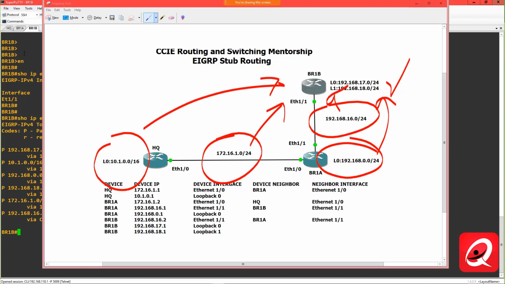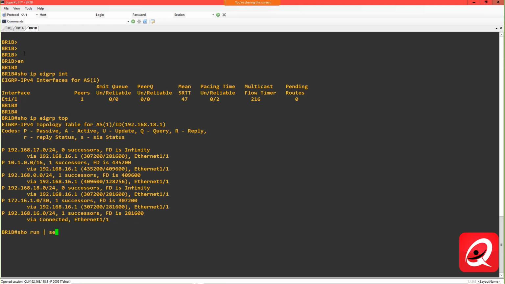So let's just investigate. Let's take a look at our show run pipe section eigrp and see how our config looks. It actually looks relatively straightforward. It's kind of interesting, actually. We've got a network of 192.168.16, but 17 and 18 are part of EIGRP. That's actually kind of interesting because 17 would be a subnet and 18 would be a subnet.